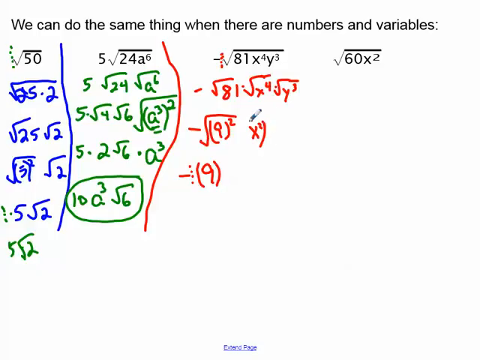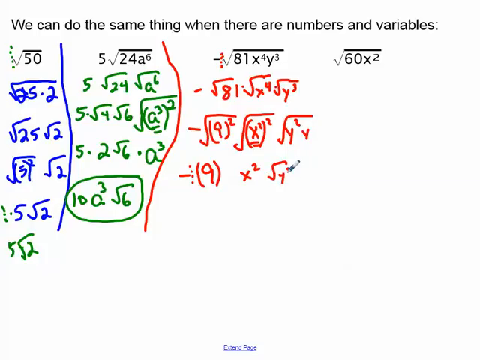Square root of x to the 4th, well, x to the 4th is a perfect square, so I'm going to rewrite it as x squared squared. Square root of a perfect square means the base comes outside the house. Okay, x squared coming outside the house. Y cubed, well, it's not a perfect square because 3 is not even, but I'm going to rewrite it as a perfect square. Y cubed is y squared times y to the 1st power.